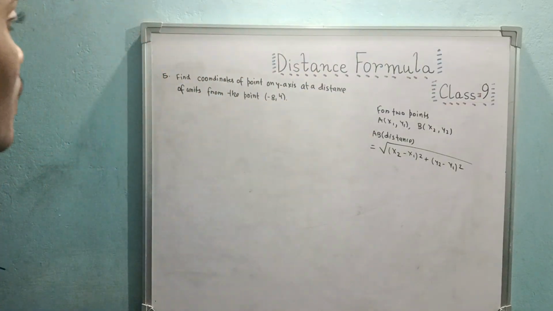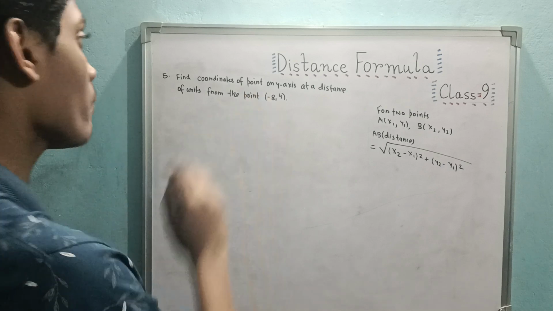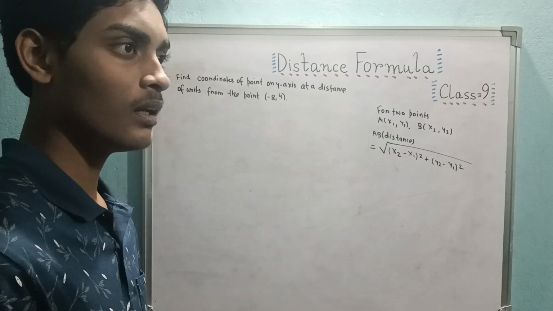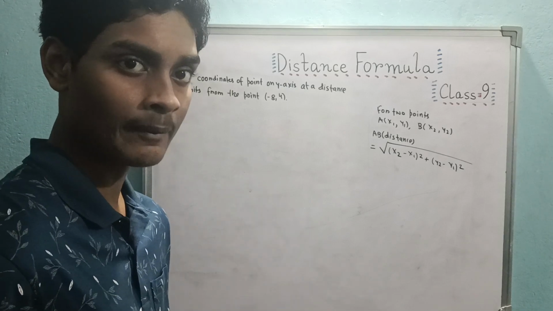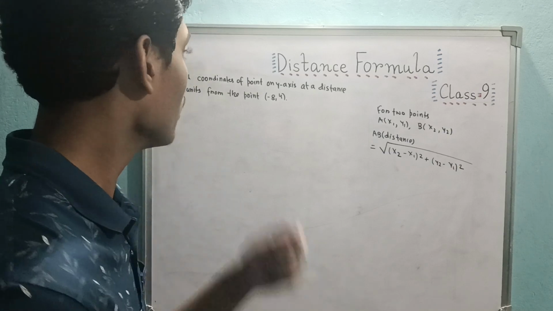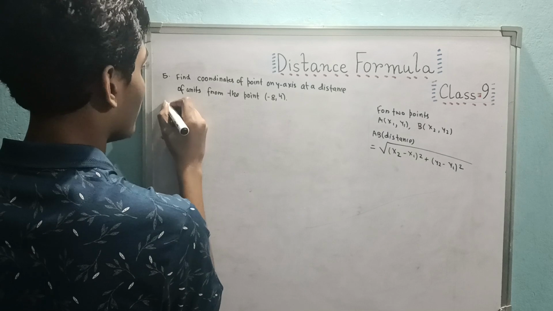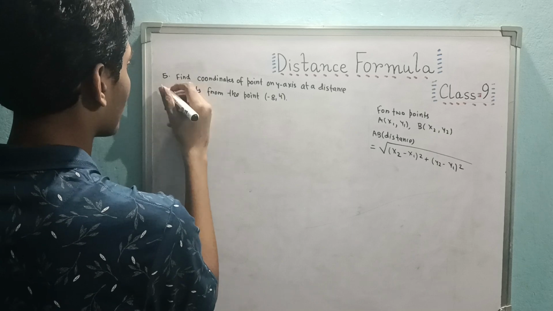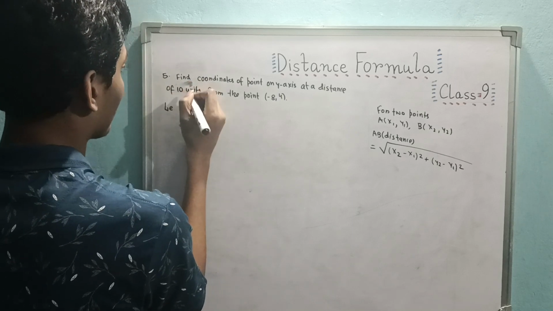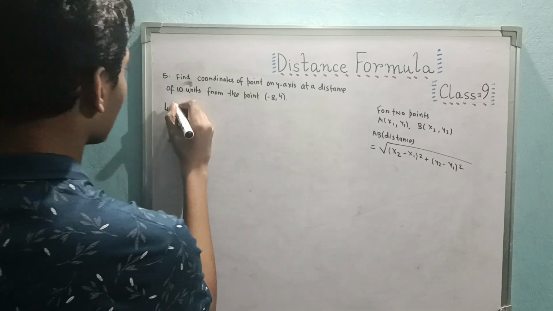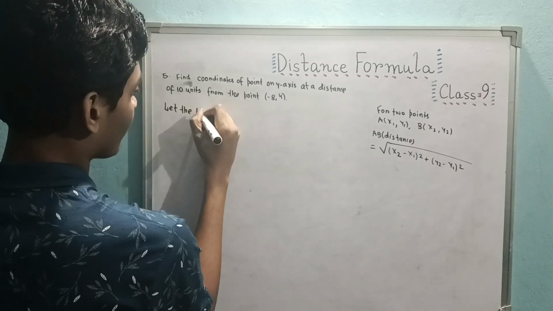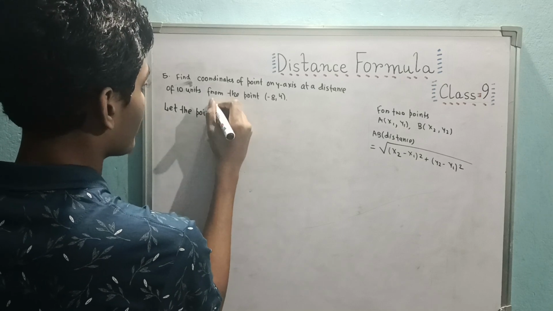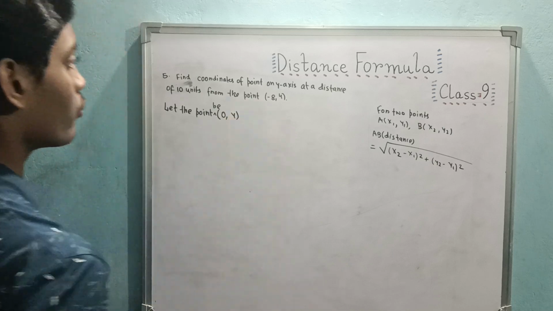Okay, so first of all, see this, the point is on the y-axis. Then what do you know? If a point is on the y-axis, then it is not touched with the x-axis. That means the abscissa will be 0. Oh, this is 10 units. Just wait. Let the point be, see it's on the y-axis, so x coordinate or abscissa will be 0, and suppose the y coordinate is y.